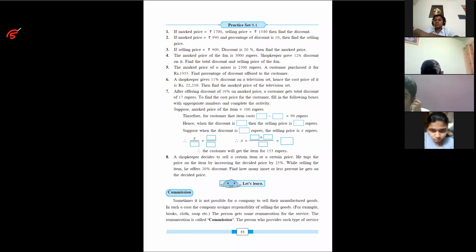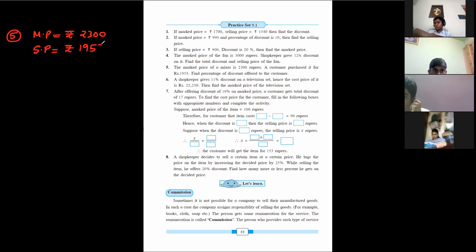Okay. In fifth question, what all we are given? First is we are given the mark price. This is how much? Rupees 2300. The customer purchased it for rupees 1955. That is over here, selling price is given as 1955. Okay, now what you have to do is find the percentage of discount.